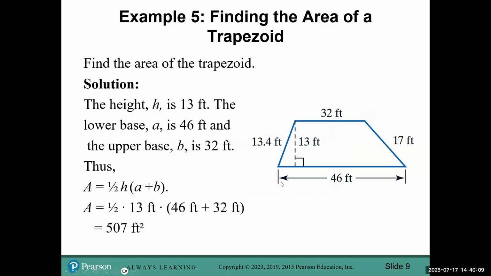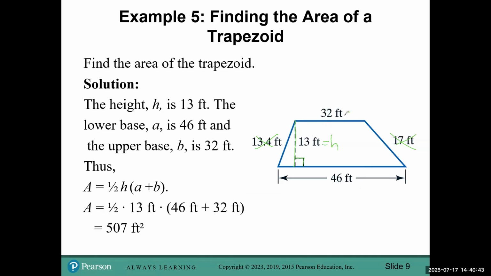All right, so how would I find the area of this one? Again, I have to pay attention because I'm given more information than I need to solve the problem. It doesn't matter what these are. These are extra information for this problem, because what I'm interested in is the height, and the height, remember, is the distance between the parallel sides. So that's 32 is parallel to the side that's 46, and the distance between them is 13 feet. And I know that because this is perpendicular here. So this is my height.